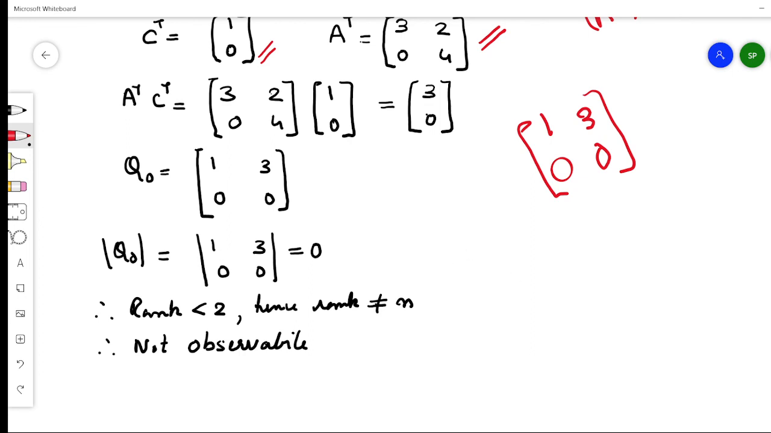So this is how we check observability using Kalman's test and controllability using Kalman's test. We have to find the rank of the matrices and then check for observability and controllability.